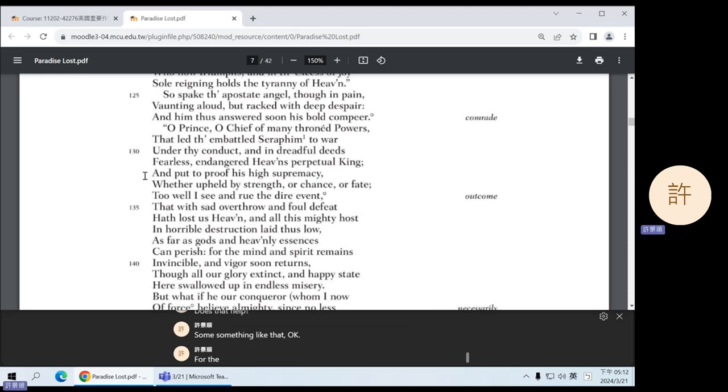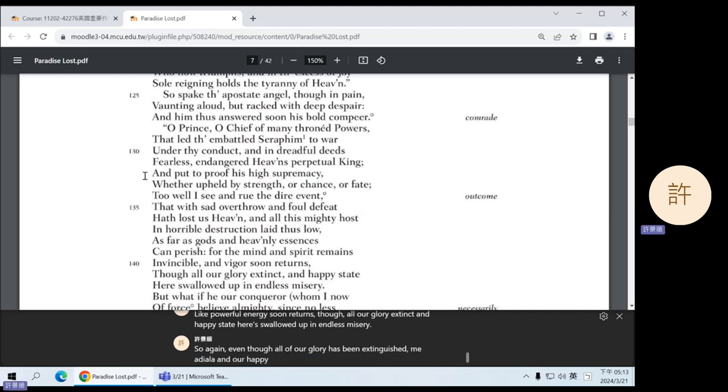For the mind and spirit remains invincible. Again, for means because. And vigor soon returns. Vigor means energy, like powerful energy. Soon returns. Though all our glory extinct and happy state here swallowed up in endless misery. So again, even though all of our glory has been extinguished, 灭掉了, and our happy situation has here been swallowed up in endless suffering. So even though this is our situation, we still have our mind and our spirit, and we are slowly gathering strength.